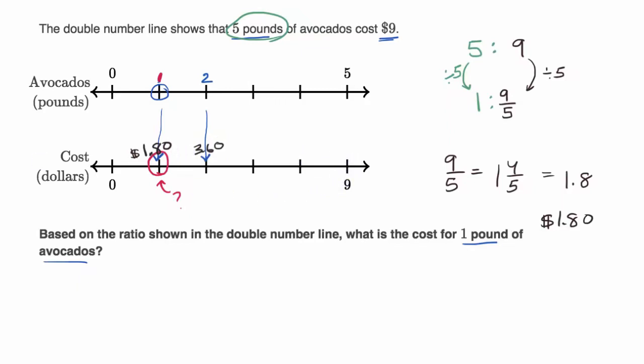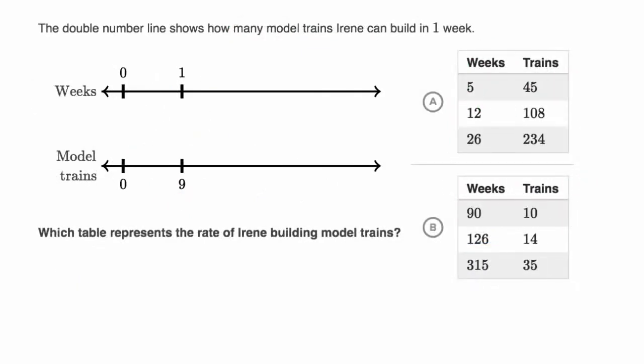Let's do another example. So here we are told the double number line shows how many model trains Irene can build in a week. So we can see in 0 weeks she can't build any trains, but in 1 week she can build 9 trains. And they ask us which table represents the rate of Irene building model trains. So pause this video and see if you can figure it out.